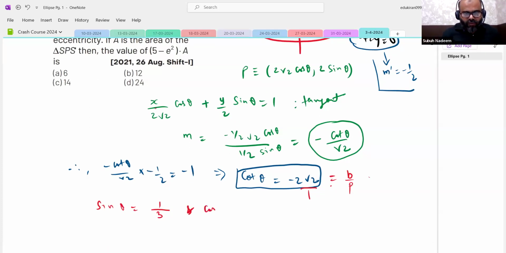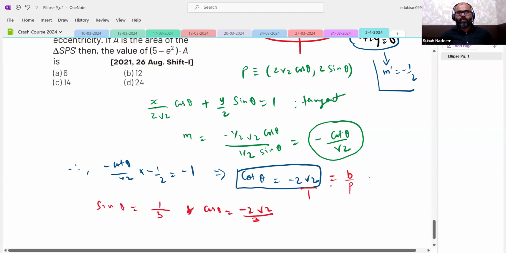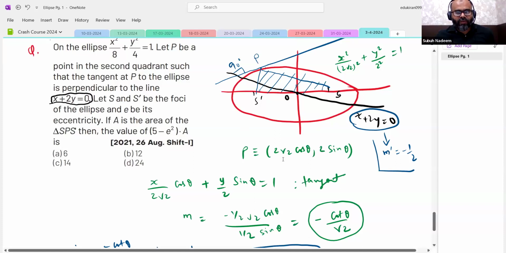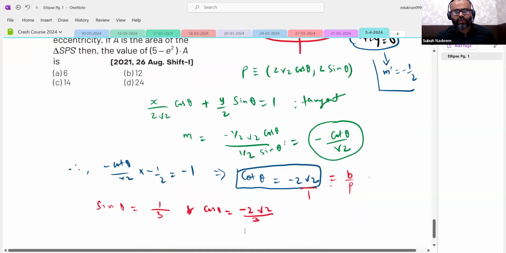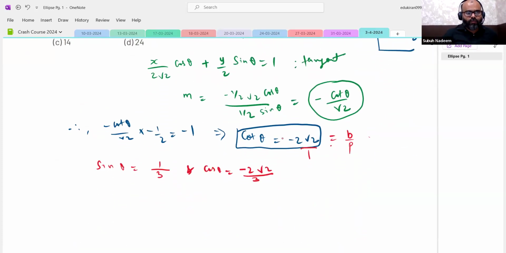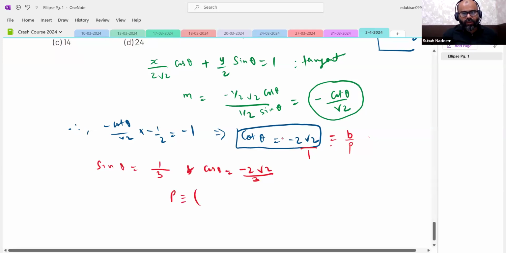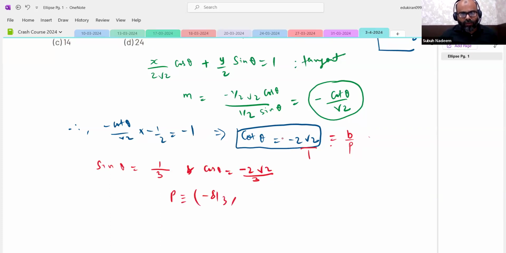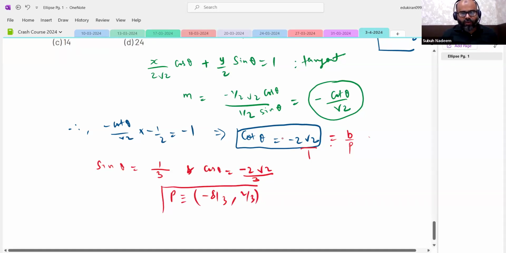And cos theta, if you want to find, it is base by hypotenuse, and it will be negative in the second quadrant. Minus 2 root 2 by 3. So this is cos theta. So the point we have taken is 2 root 2 cos theta, 2 sin theta. The point will become minus 8 by 3 and 2 sin theta, so 2 by 3. So the point is this. We have finally got the point. Write it down.